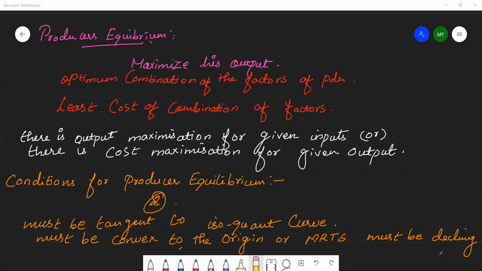Okay, there are two producer's conditions. Producer equilibrium conditions: when the outlay and the prices of the two factors, namely labor and capital, are given, the producer attains equilibrium, or the least cost combination of factors is attained by the firm, where the isocost line is tangent to the isoproduct curve. So the diagram is given.